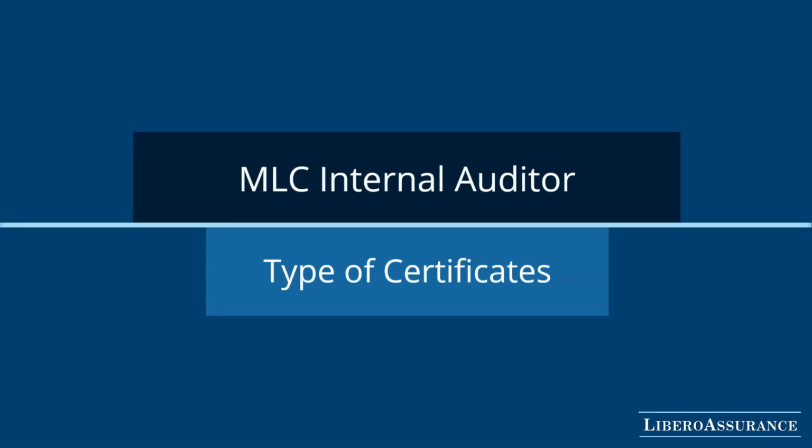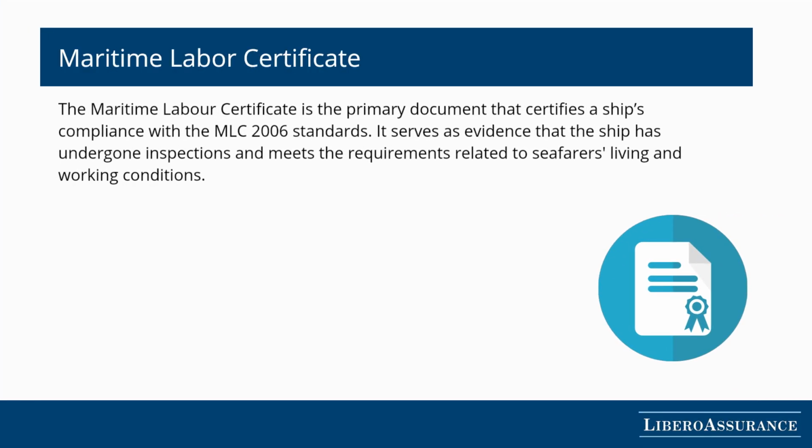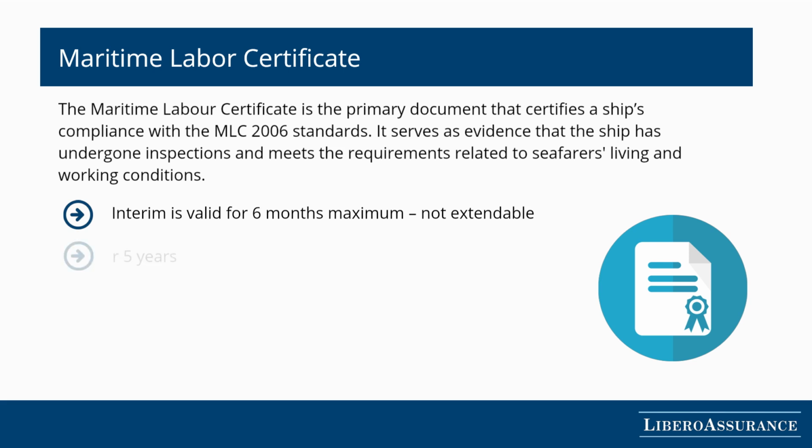Type of certificates. The Maritime Labour Certificate confirms that a ship complies with the standards of the MLC 2006, proving that inspections have been carried out and that the living and working conditions of seafarers meet the Convention's requirements. The interim certificate is valid for a maximum of 6 months, non-extendable, while the full-term certificate is valid for up to 5 years.